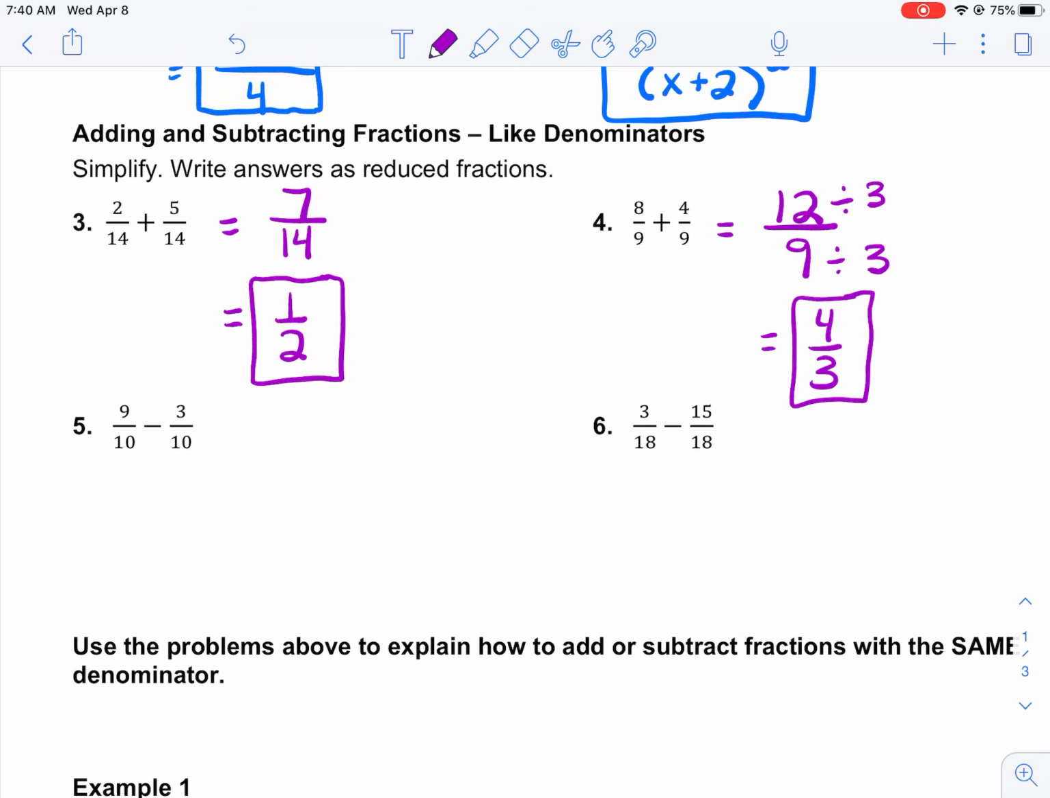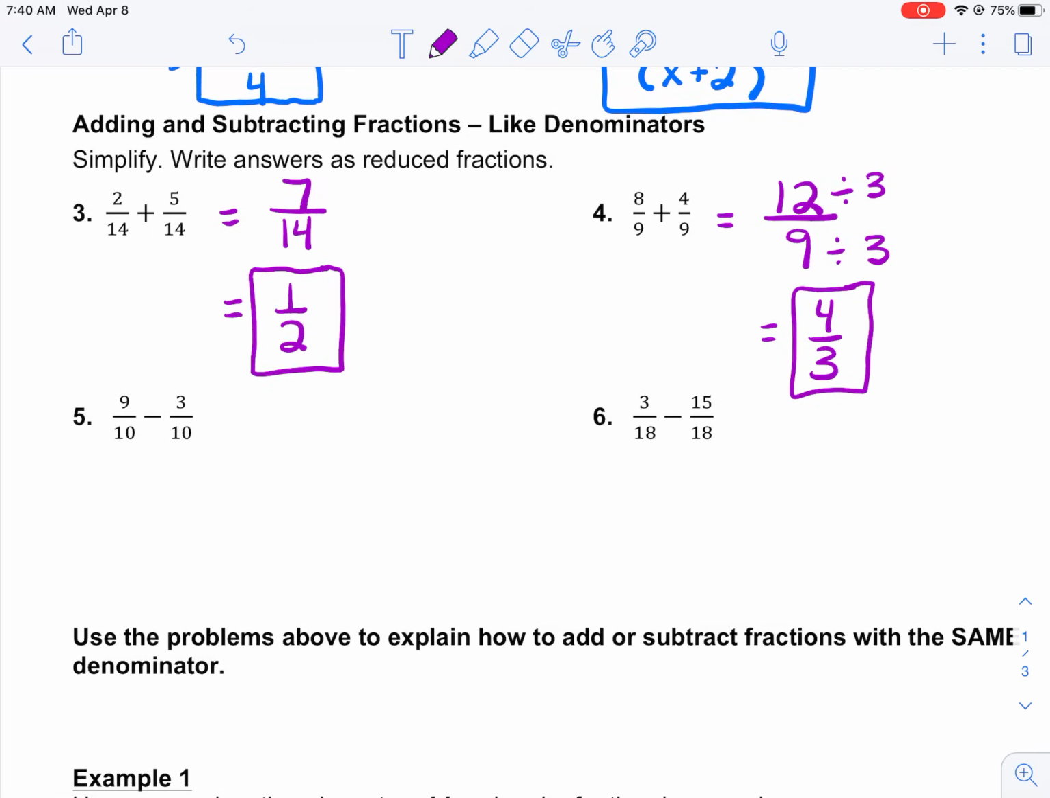Okay, now when we subtract, same thing, we need to have the same denominator, so 9 tenths minus 3 tenths. Keep the denominator the same, subtract the numerators. 9 minus 3 is 6, and then we can reduce. Divide by 2, and our answer is 3/5.